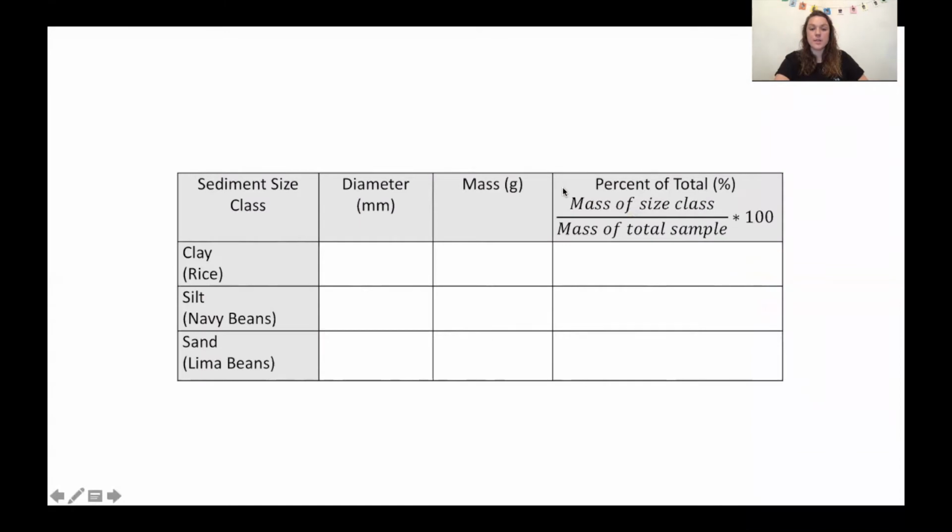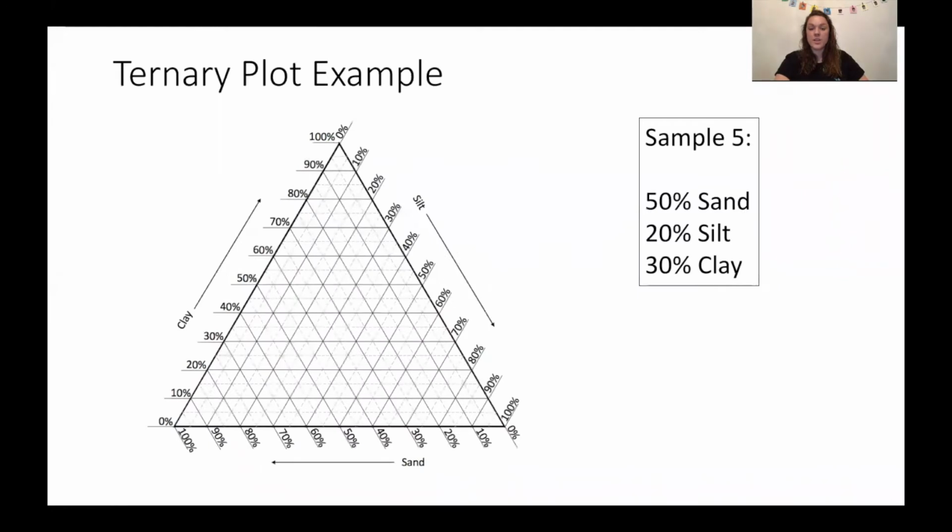Once they receive the samples, the students will measure the diameter of each of the different size classes using either calipers or a ruler. Then the students will measure the total mass of the sample and then sort the sample into the different size classes. They will then measure each size class and calculate the percent of the total of each of the size classes. Once they've calculated the percent for each size class, they will plot it on a ternary plot. I lay out how to do this in my introductory slides for the lesson plan.